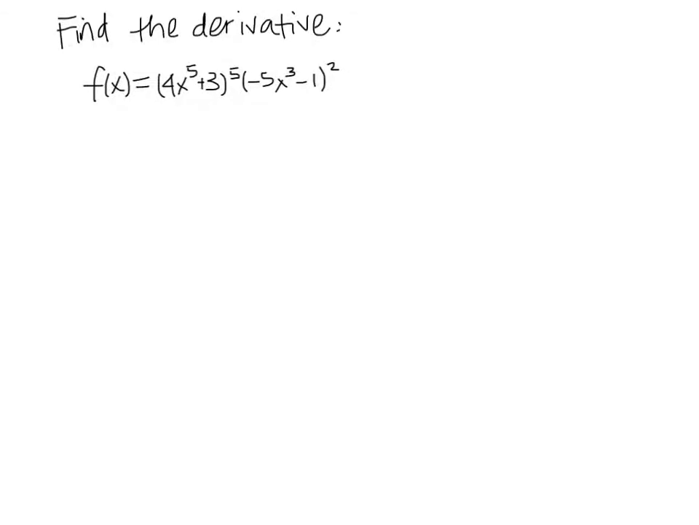Okay, so the first step we do is take the derivative using the product rule and the chain rule. So f prime of x equals the first term derivative: bring the 5 out front, leave the inside the same, bring the exponent down by 1, and then we have to multiply since we're taking the derivative. Chain rule says we have to take the derivative of the inside part, so times 20x to the 4th.